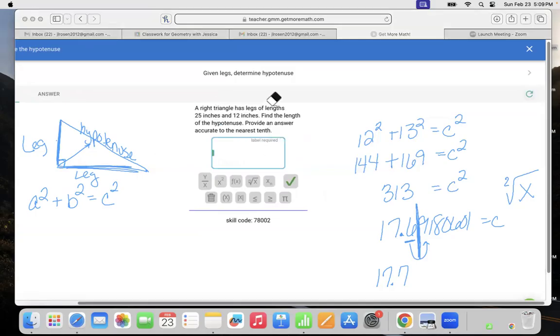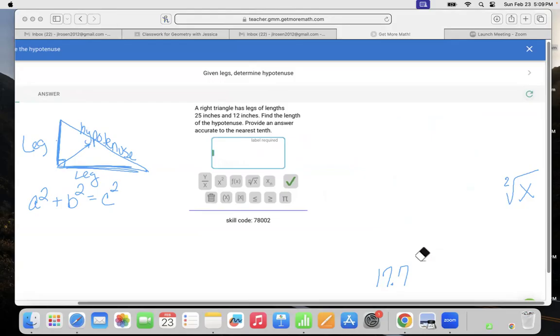It tells us the right triangle, so we know it's going to be 2 legs and a hypotenuse, which means we know we're dealing with a squared plus b squared equals c squared. So let's look at it one more time. We have 25 inches as a leg and 12 inches as a leg. And we need to find the hypotenuse. It says find the length of the hypotenuse, provide the answer to the nearest 10th.